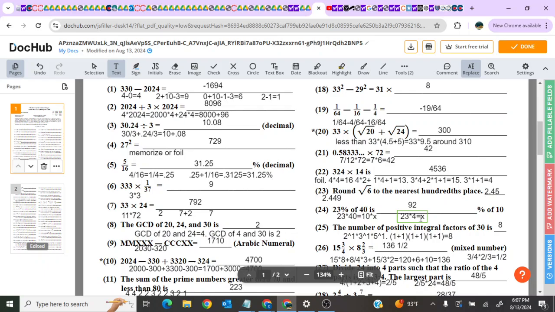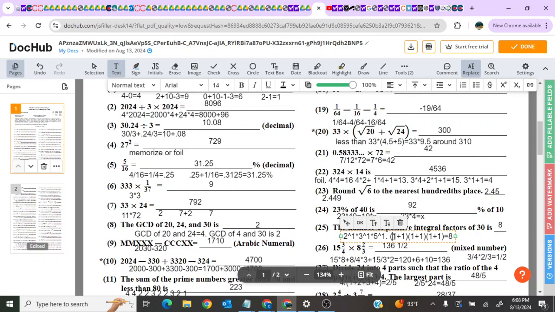25, the number of positive integral factors of 30 is what? Well, to figure out integral factors, put your number in terms of primes, 2 times 3 times 5. Take the exponents on each of them, which are all 1. Add 1 to them and multiply them all together. So 1 plus 1 times 1 plus 1 times 1 plus 1 gets you 8.